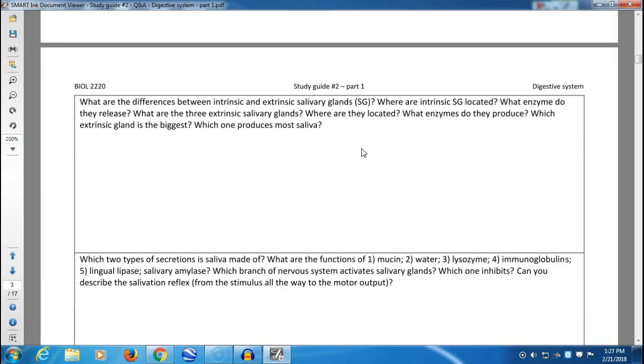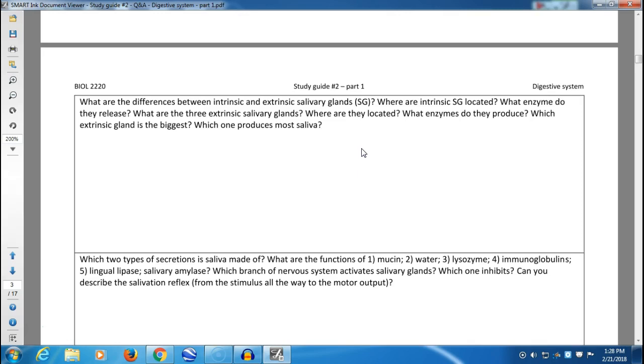Differences between intrinsic and extrinsic salivary glands. Intrinsic are single-celled, extrinsic many cells. Intrinsic salivary glands are located in the lips, cheeks, right in the tongue. What enzymes do they release? What 2 enzymes are you going to find in the saliva? Lipase and amylase. Lipase breaks down fat. Amylase breaks down carbs.